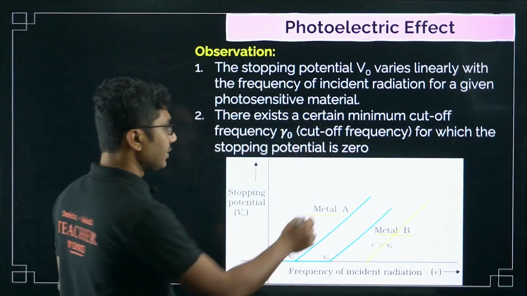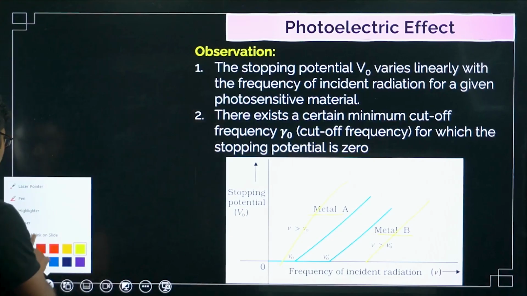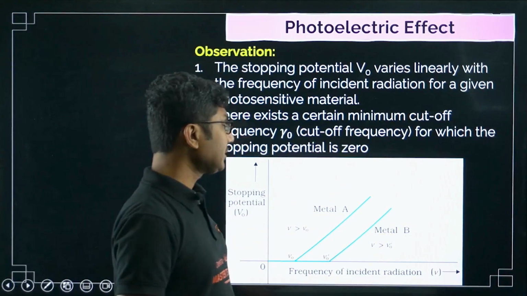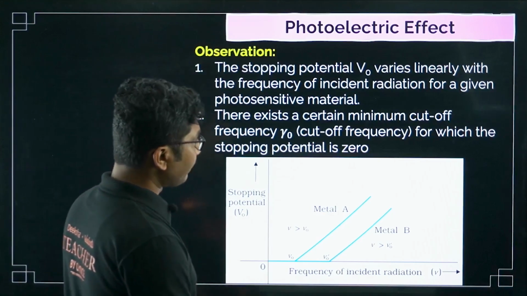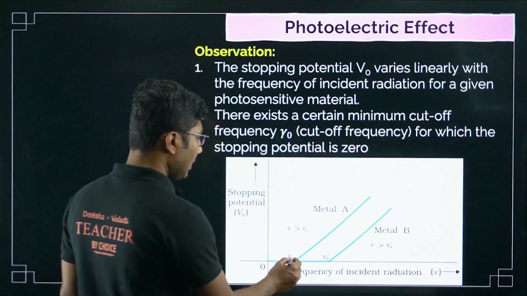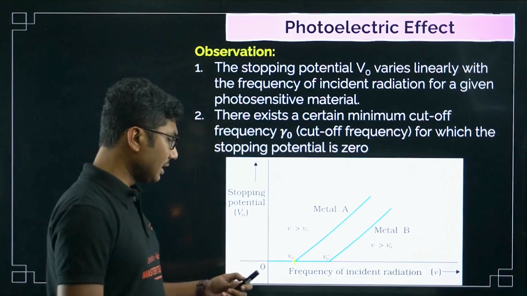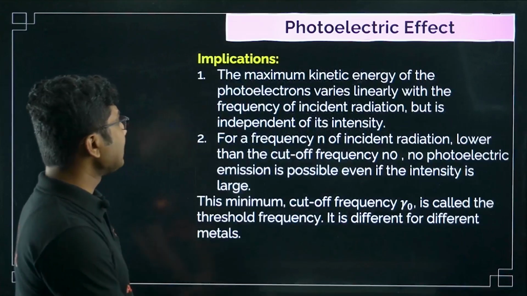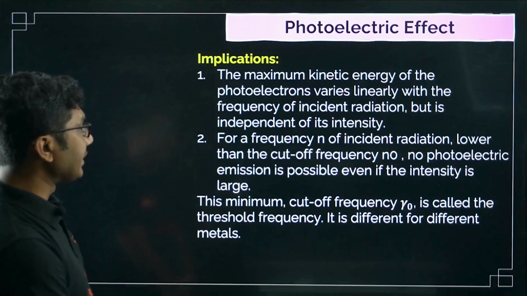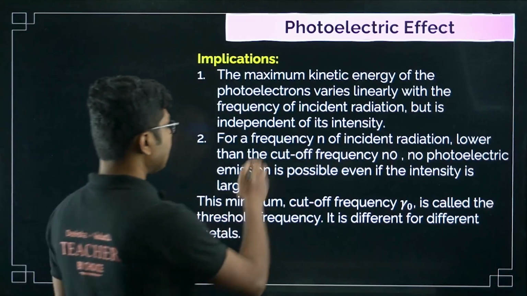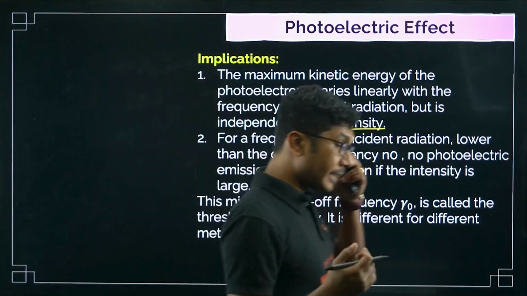Stopping potential can change based on what metal you are using, but the relationship will be the same, that is a straight line. There exists a certain minimum cutoff frequency nu naught for which the stopping potential is 0. The maximum kinetic energy of the photoelectrons varies linearly with the frequency of incident radiation, but it is independent of its intensity. These are the implications. So as we can see, the stopping potential is independent of intensity.